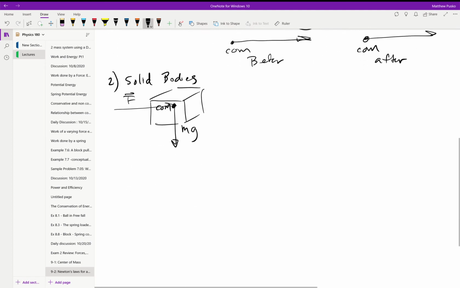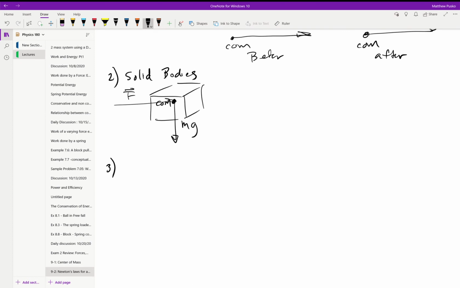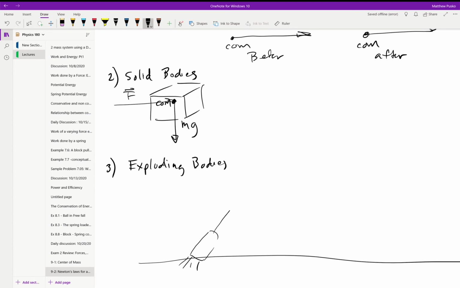An interesting one, and I'm gonna try to find a good homework problem for this one, is exploding bodies, and not human bodies. Exploding bodies. By this I mean like a mortar shell. Let's say you shoot something up from the ground, and it's taken some parabolic trajectory, but right at the top, it splits into two pieces.